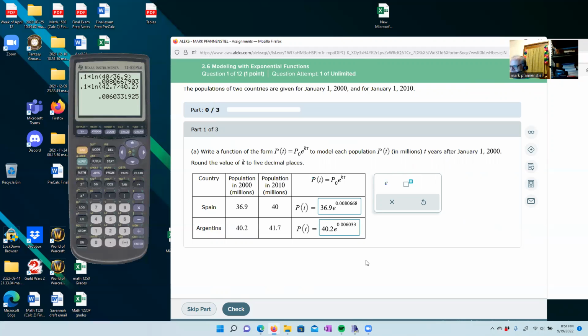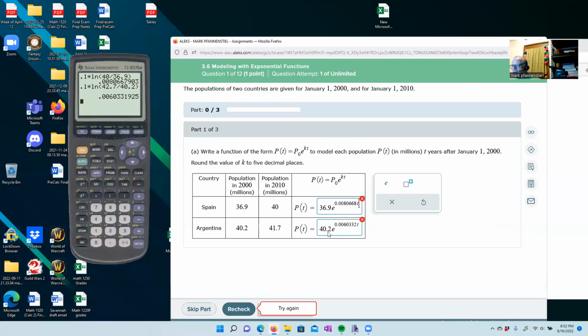So this is 3, 3, 2. Okay, and then I forgot a big important thing here. This was times T. So we're going to put in times T. So that's our model, e to the KT. And we'll go ahead and check, fingers crossed. Okay, and they're both wrong.